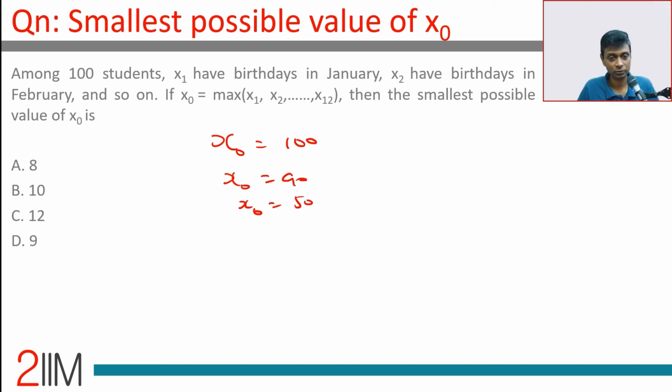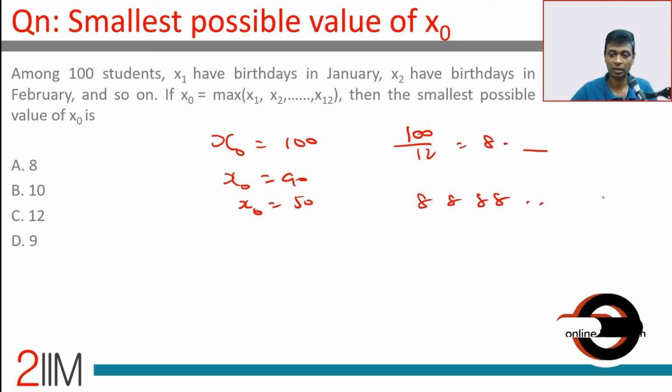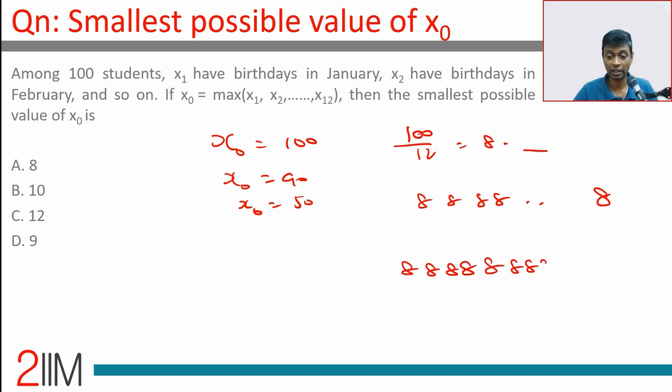X0 cannot be 3, because if X0 were 3, X1 to X12, all of them being 3 also, will get a total only to 36. X0 will be lesser, and the numbers are as close to each other as possible. 100 by 12 is 8 point something. So you can have a bunch of 8s. 12 8s take us to 96. You could have 8s and some 9s, 9, 9, 9, 9. That'll take us to 100. Smallest possible value of X0 is 9. Everything cannot be 8. But if you have a bunch of 8s and a few 9s, this total can be achieved. In which case, X0 will be 9.